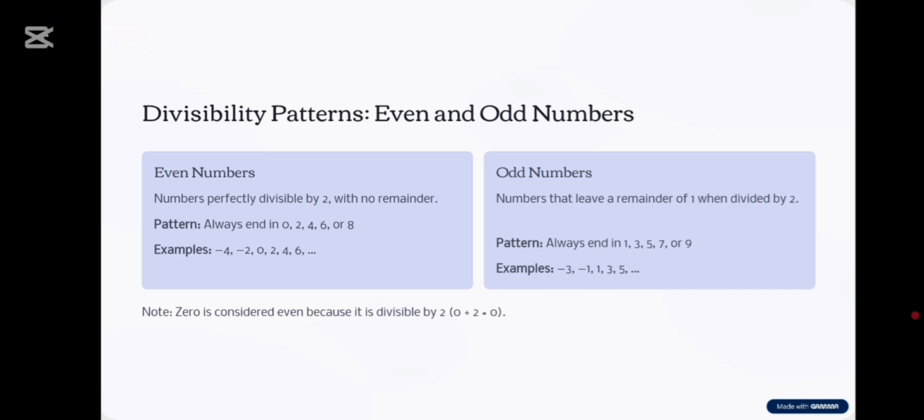Even numbers are numbers where 2 can go into without leaving a remainder, and they always end in, for example, 0, 2, 4, 6, and 8. Why? Someone might ask, why are we adding 0 there? Can 2 go into 0?